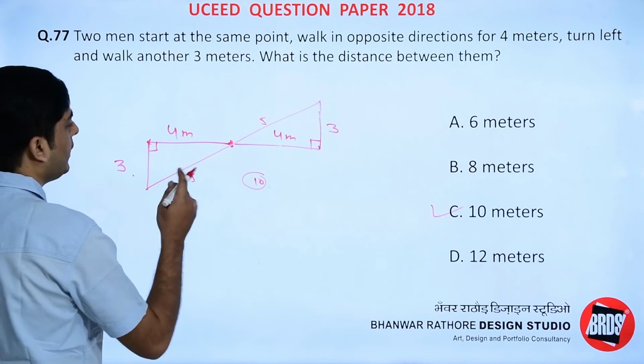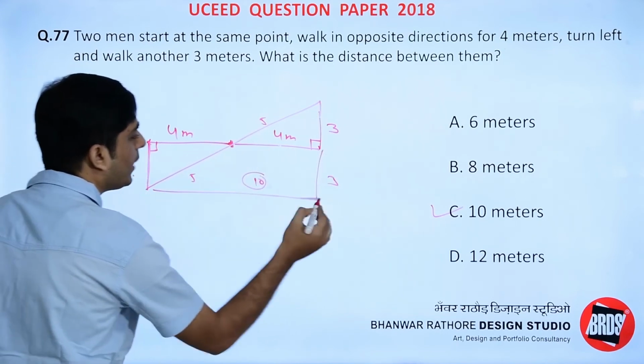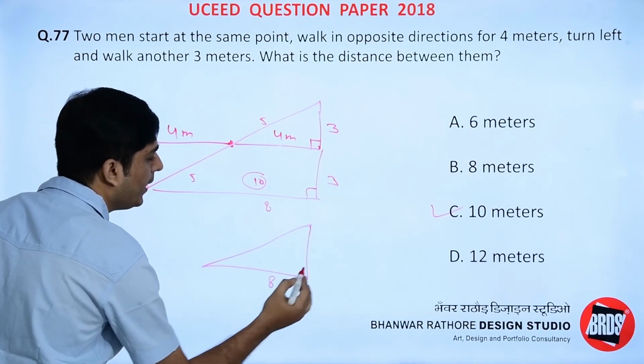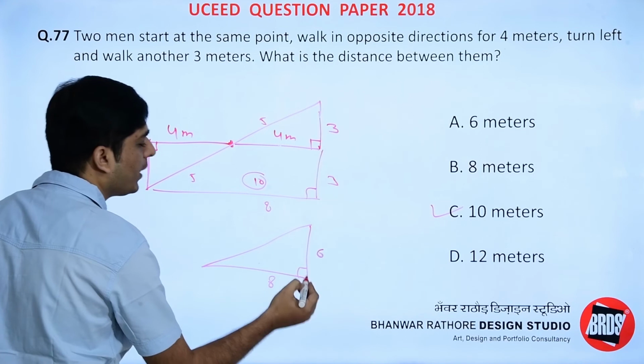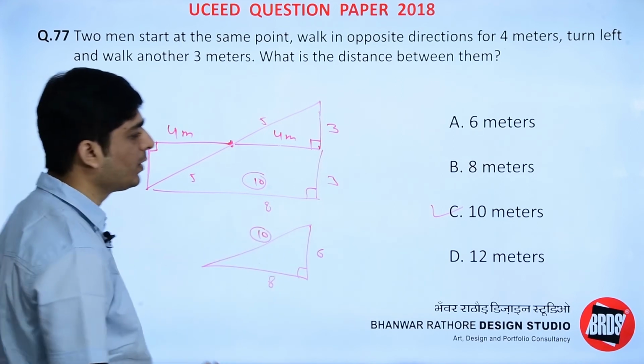Or we can do one thing, just extend this 3 over here, shift this 8 amount over here. So we will get a perfect triangle having two sides 8 and 3 plus 3 is 6. So we can identify the hypotenuse by using the Pythagoras theorem. So again, the answer would be 10. So option number C would be correct.